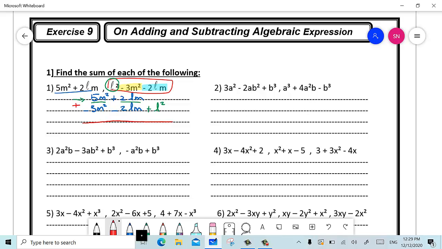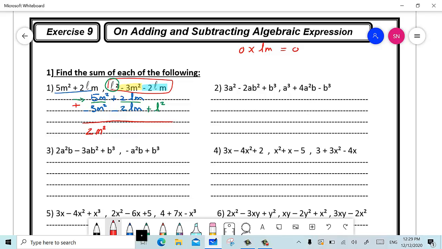And we said before that we only add the coefficients. So here I am going to add 5 plus negative 3, and 5 plus negative 3 is equal to positive 2. And what about the variable? I'm going to write the variable as it is. And here we are done with the first term. Let's go now and see the second term. 2 plus negative 2lm. So 2 plus negative 2, this is equal to 0. And 0 multiplied by any number, if I say 0 times lm, this is also going to equal 0.